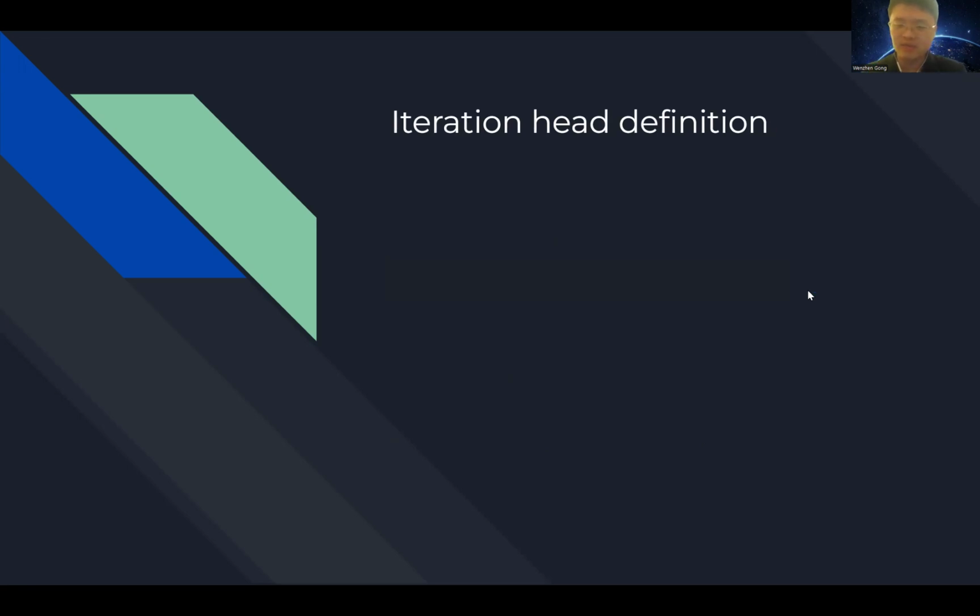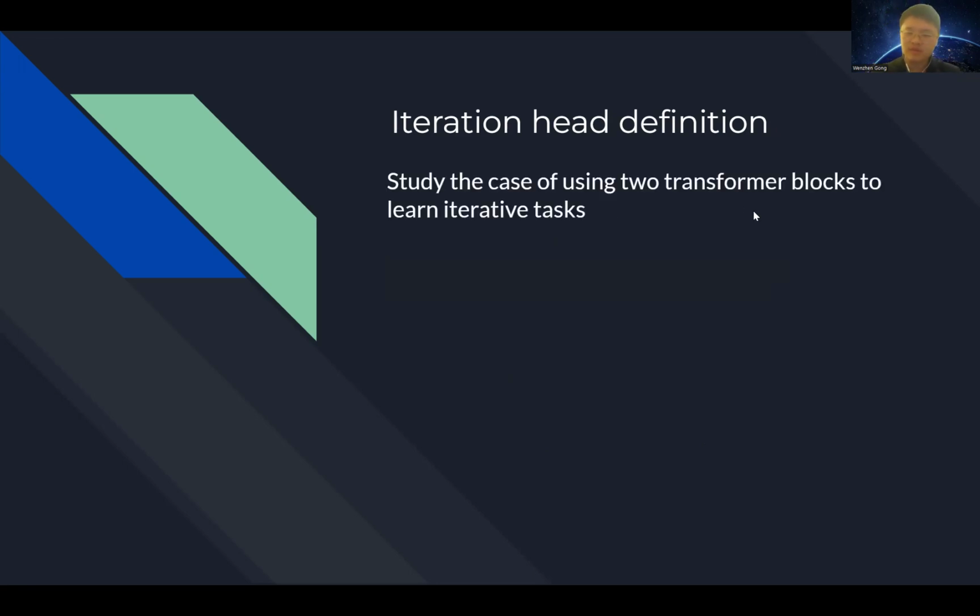So next, I will introduce how the authors define their concept of iteration head in their paper. They study this COT emergence in the case that uses two transformer blocks to learn the iterative tasks. And I've introduced that the iterative tasks is a kind of representation for COT or vice versa.